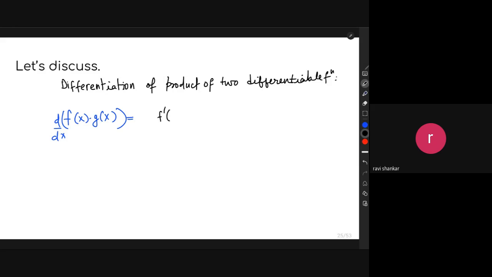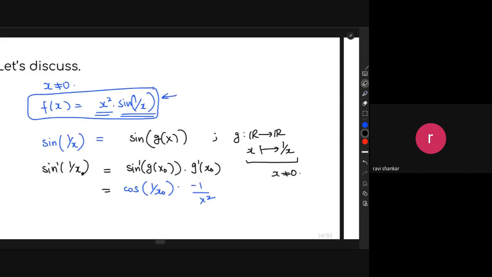Let's say you want to differentiate it at x equal to x naught. First you differentiate the first part, keeping the second as it is, evaluating it at x naught, and then differentiating the second part, keeping the first as it is. That's what we are going to use here.